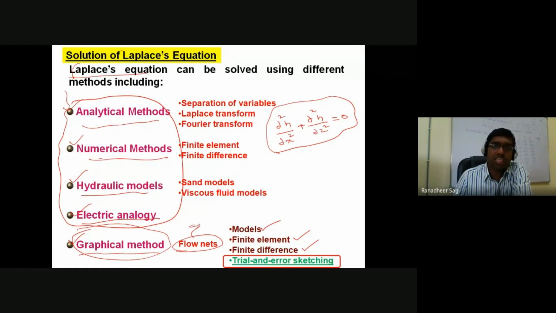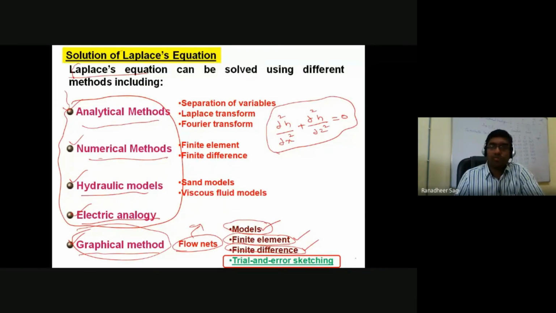Now, how do we construct this flow net diagram? A flow net diagram can be constructed based on some models which are already developed. Prototype models are developed, so based on that, we can try to construct the flow net diagram based on finite element methods or finite difference methods also.